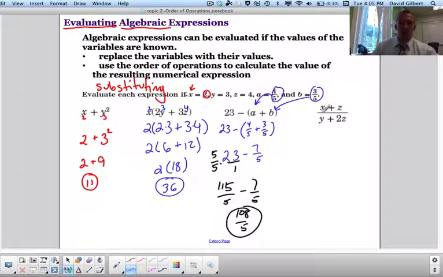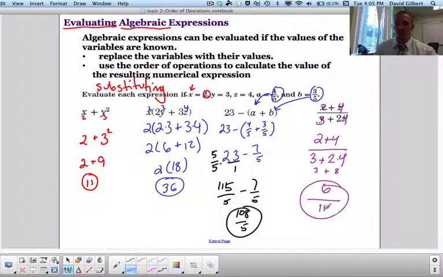And now we'll plug in the numbers. One last one. So x is 2, y is 3, and z is 4. So now I'm going to rewrite it. 2 plus 4 over 3 plus 2 times 4. So like before, we can evaluate the top, evaluate the bottom, and then simplify if possible. So we evaluate the top, we get a 6. Evaluate the bottom, we have a 3 plus 8, so that's an 11 on the bottom. And we're done. Can't simplify it anymore.